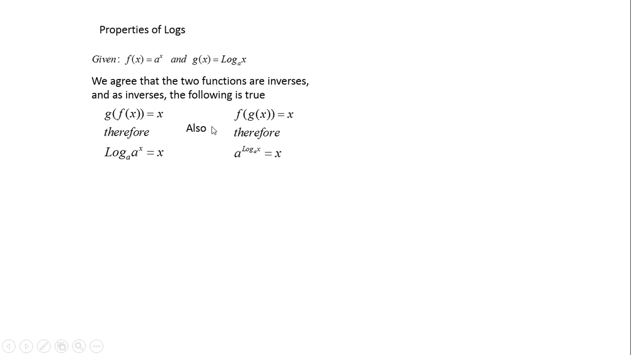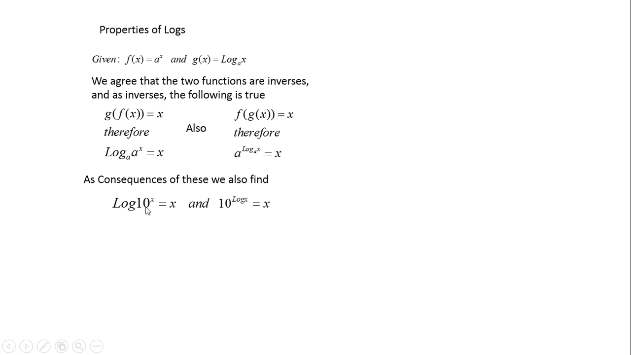The other composition, f of g of x, also yields x, and that composition would be a to the log a of x, which would yield us x. So as a consequence of these, we look at the common logs. So we have log of 10 to some power, that's simply x. And 10 to the log x would equal x.